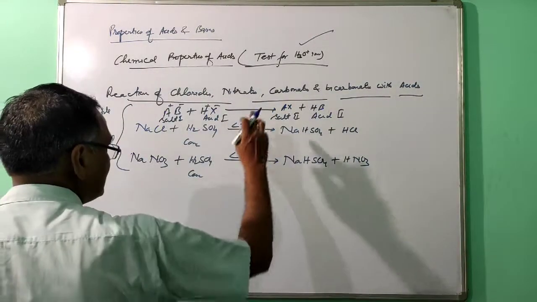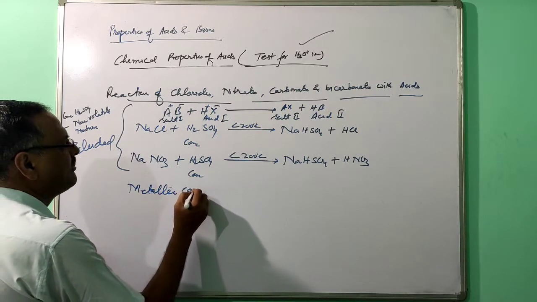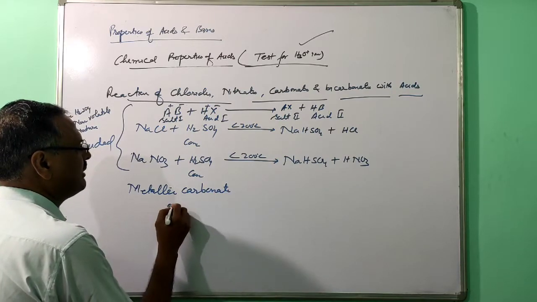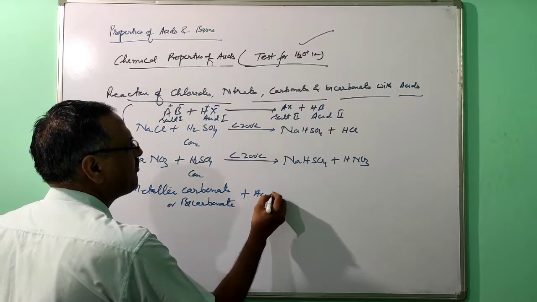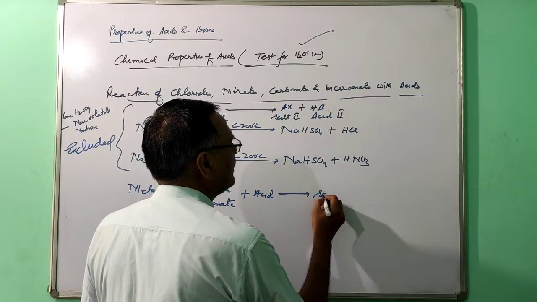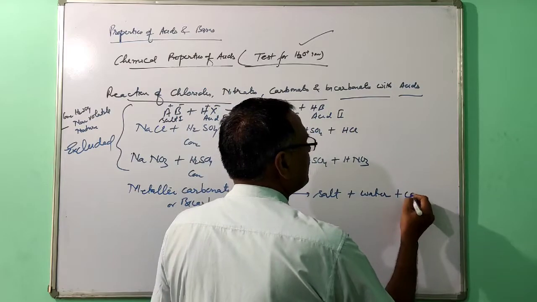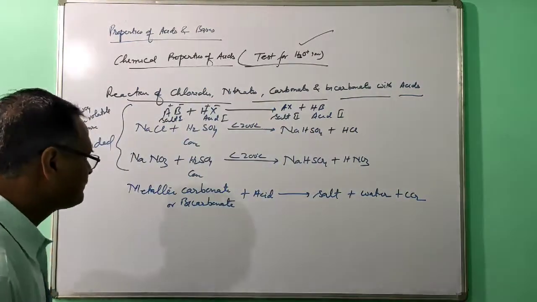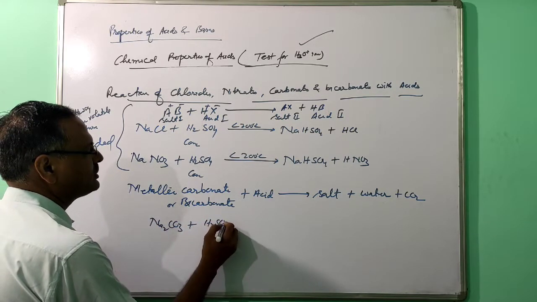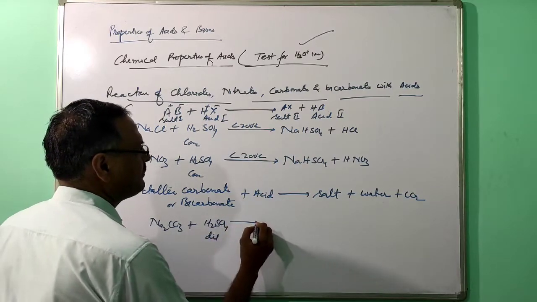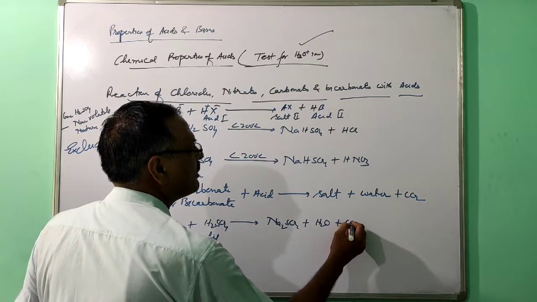So the next one is carbonates and bicarbonates. Metallic carbonate or bicarbonate reacts with acid. What will they form? They will form salt plus water plus carbon dioxide. So any sodium carbonate reacts with dilute sulfuric acid, acidic nature is there. This will form Na2SO4 plus H2O plus CO2.